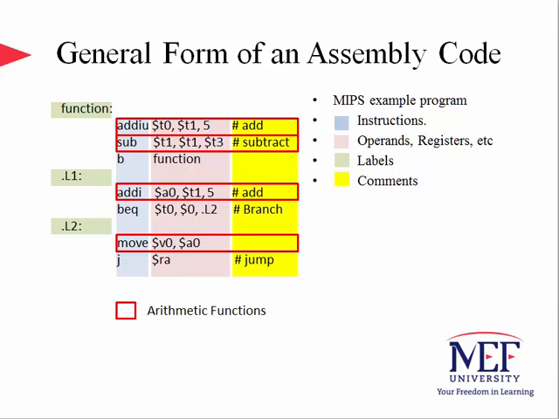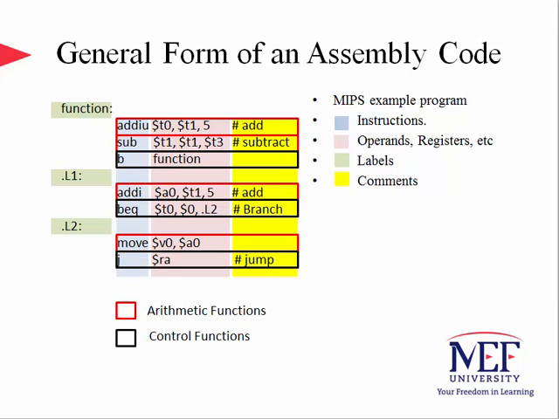Here are some of the instructions which execute arithmetic operations, and these are shown in red rectangles. On the other hand, the other instructions, like control instructions, tell the program to branch or jump due to conditional statements in the higher level language, or it's the end of the subroutine or an interrupt call. And these control functions are shown in black boxes in the slide.